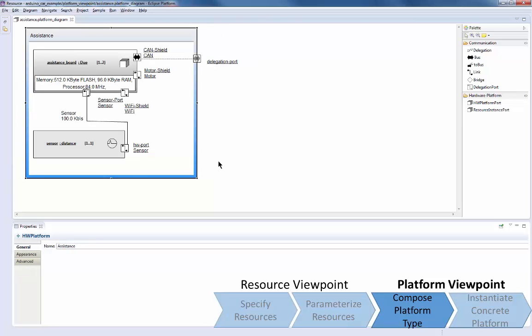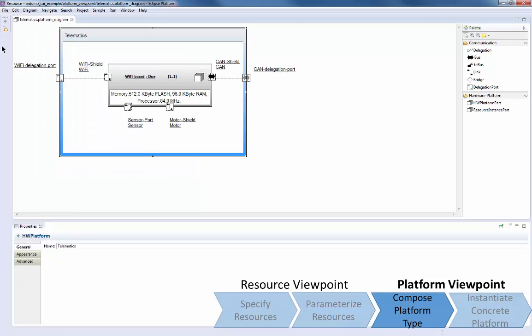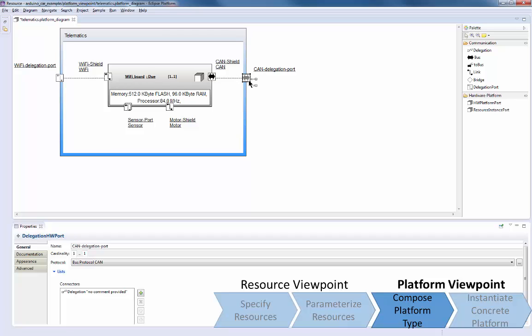The assistance system is created similarly. It consists of one or two Arduino boards of type Duo, which are connected to a distance sensor, and it provides a CAN interface to the outside. Furthermore, the telematics system is modeled. It consists of a Duo board, which enables the car-to-car communication. Therefore, it provides a Wi-Fi interface to the outside and a CAN interface for the internal communication.